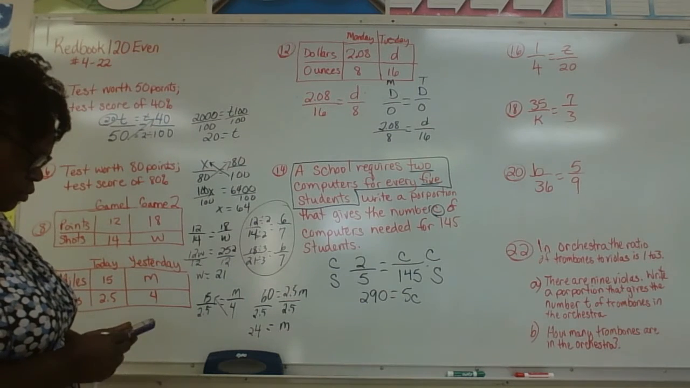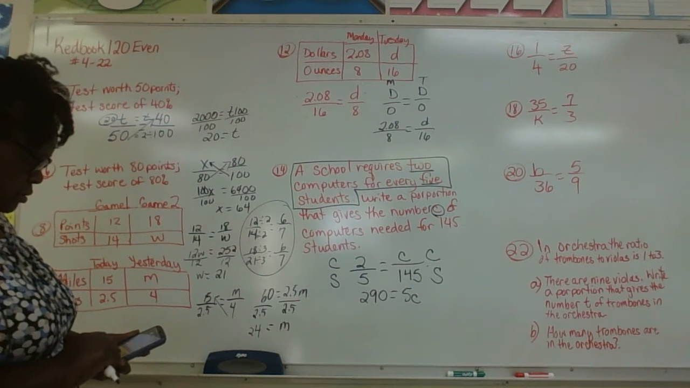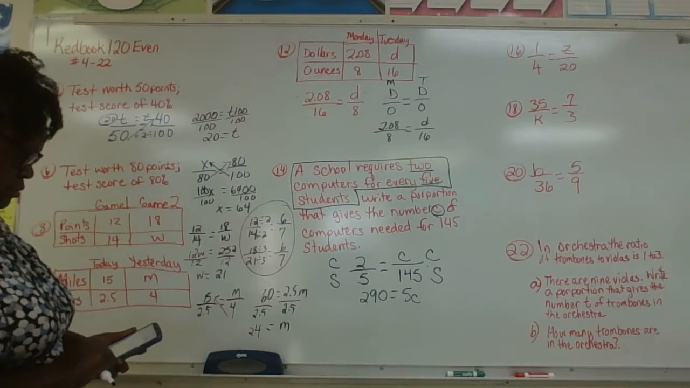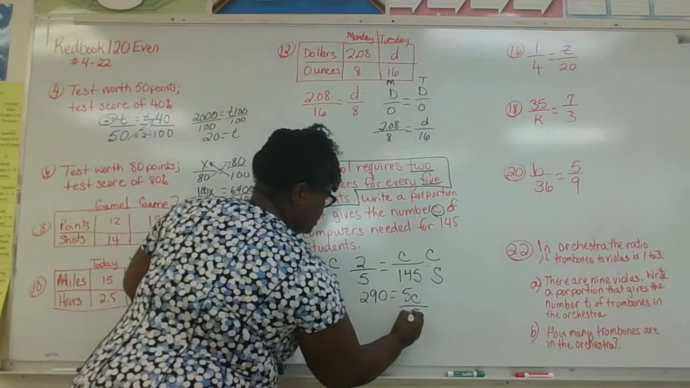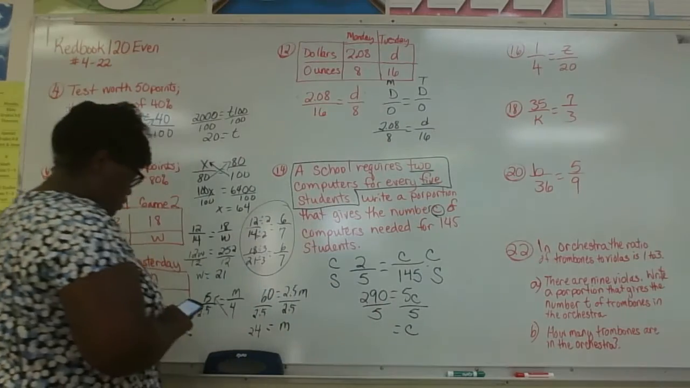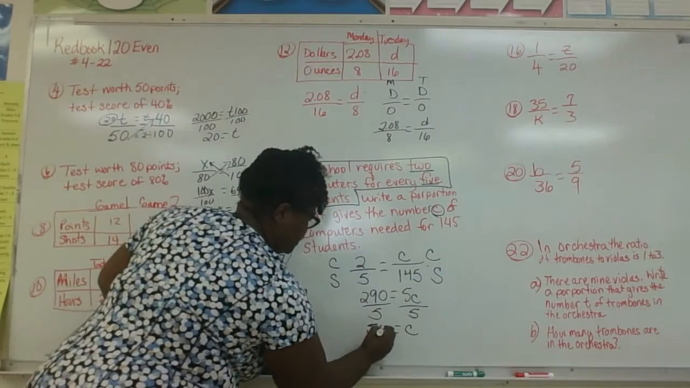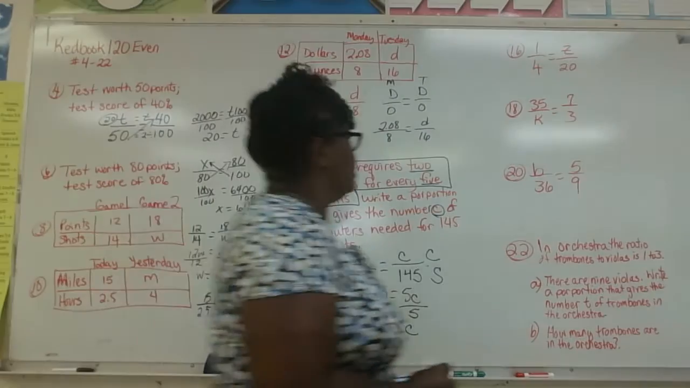All right, and then we want to isolate the C. And therefore, we know that the number of computers is 58. Okay? All right, let's take a look over here on the other side.